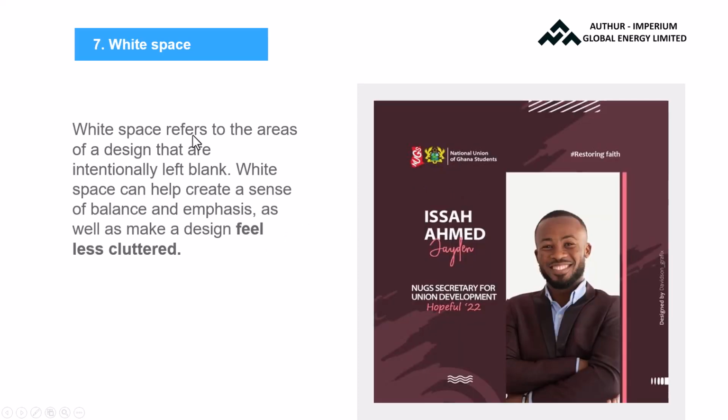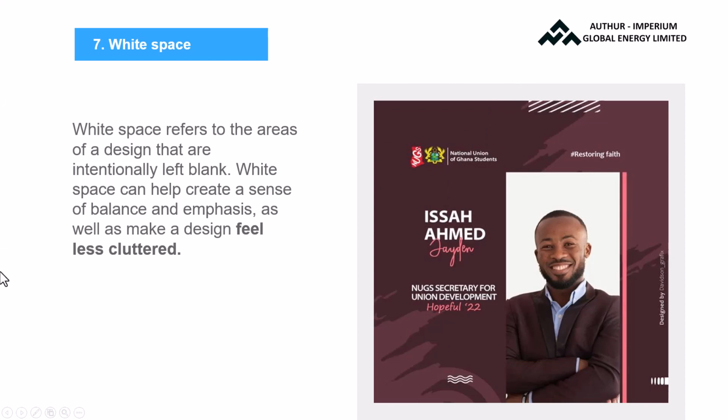Then white space. White space refers to areas of design that are intentionally left blank. So white space helps to create a sense of balance and emphasis, as well as make your design feel less cluttered. So less cluttered is very important. If you look at this design, you see there's a lot of white space, and white space does not mean literally using white color. It's just a place where you don't have much design, like all these empty places here. They are the white space of the design.